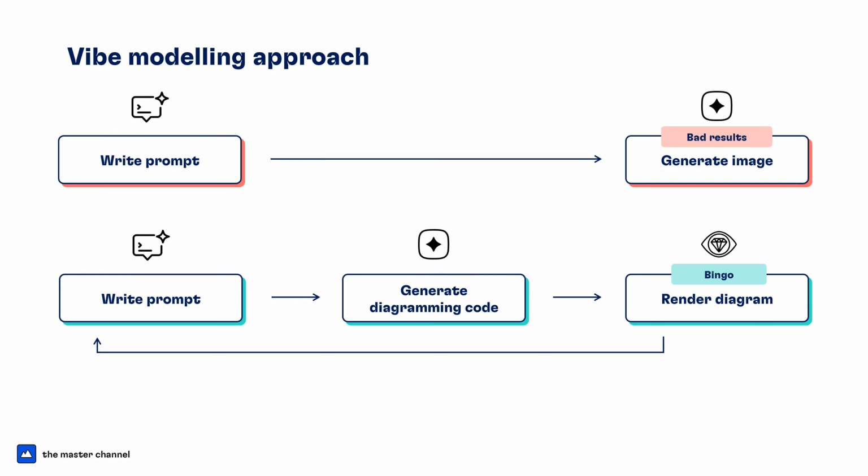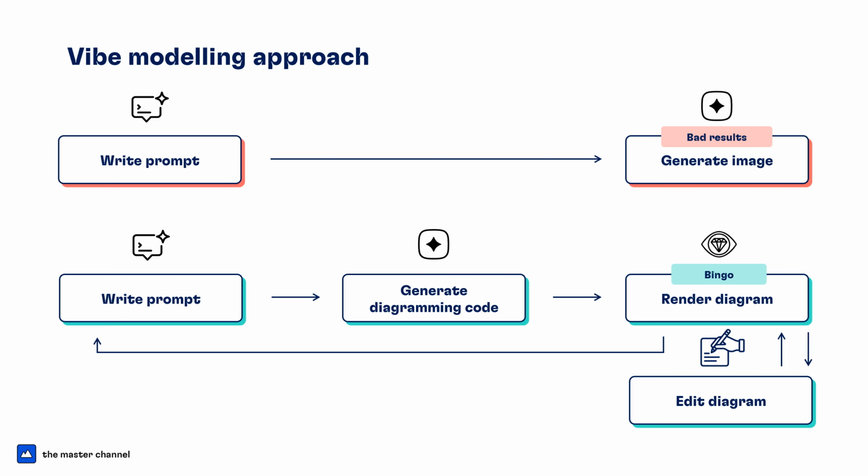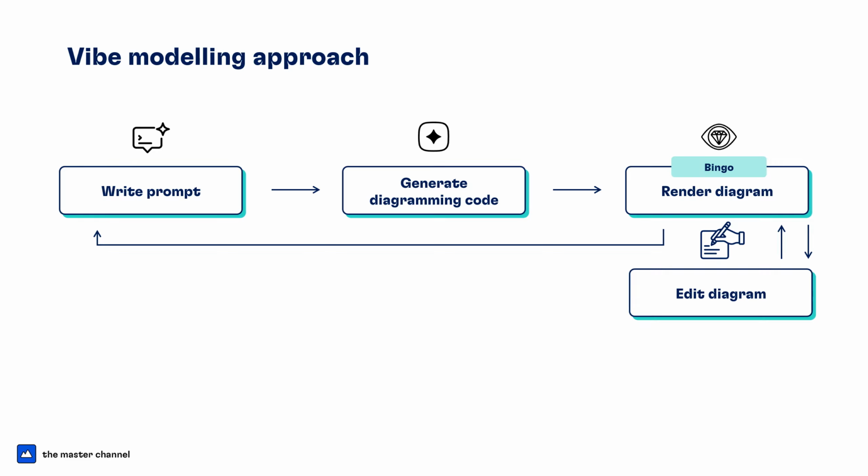If we want to update the diagram, we can simply edit our original prompt and let the LLM regenerate the code. That makes iteration fast, even if you're not an expert in the diagram syntax. And in most rendering tools, the code remains editable. With a little syntax knowledge, we can even tweak the diagram directly inside the tool without going back to the LLM. Let's now showcase the vibe modeling approach with a real-life example.